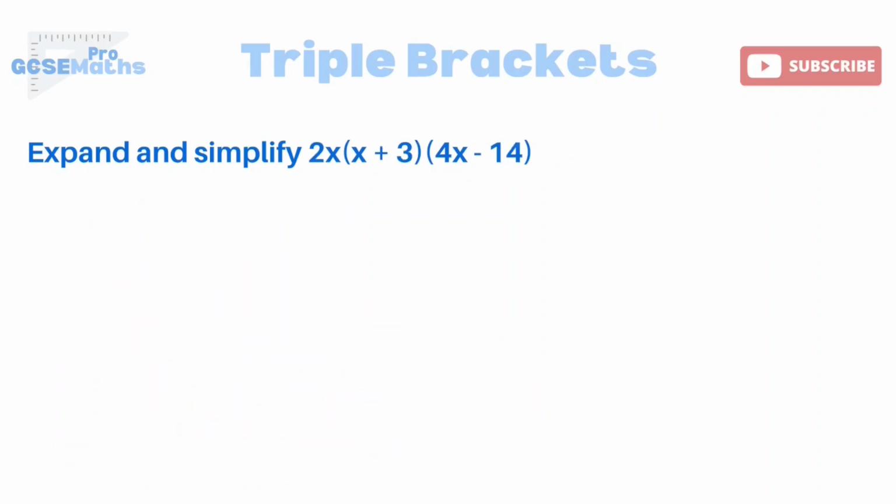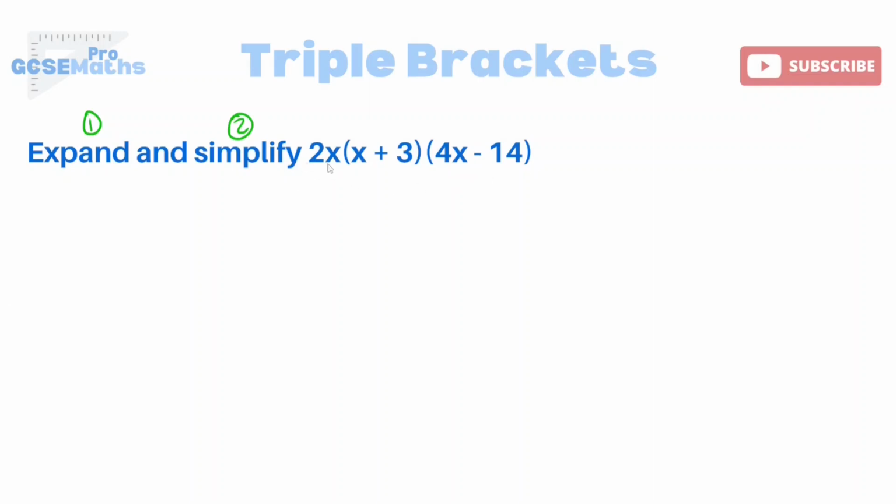Our last question is a little bit different, and it's not necessarily triple brackets, but I did want to just throw it in here because I think it does come up sometimes, and sometimes students aren't really sure how to deal with it. So we are still going to deal with this in a very similar way. We're going to do it in 2 parts. So we have expand and simplify 2x times by x plus 3 times by 4x minus 14.